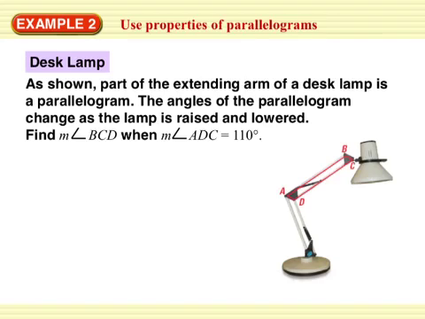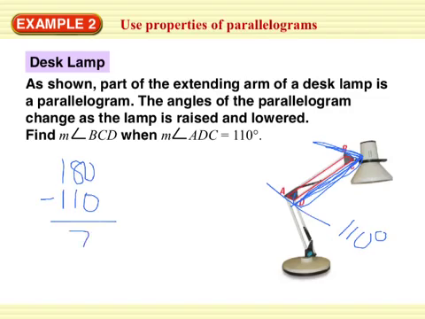As shown, part of the extending arm of a desk lamp is a parallelogram. The angles of the parallelogram change as the lamp is raised and lowered. Find the measure of angle BCD when ADC is 110. Those are consecutive, okay? So they have to add to 180. So angle BCD is 70 degrees.